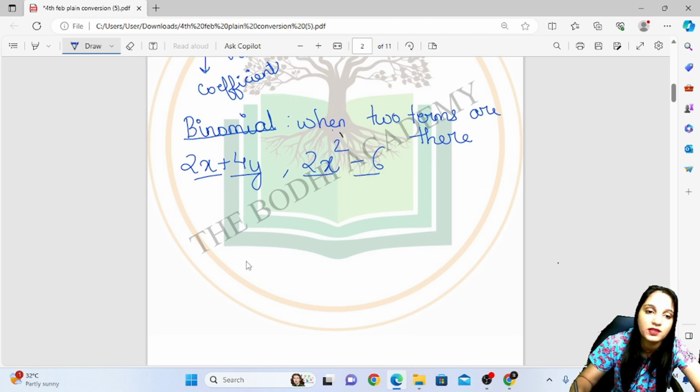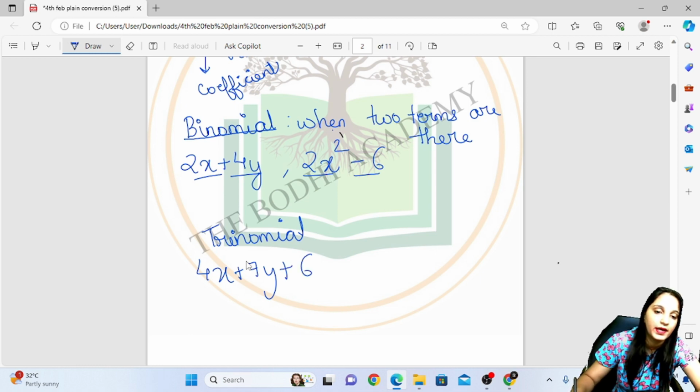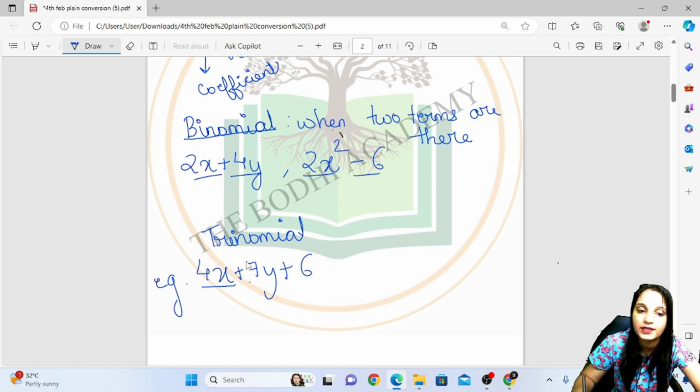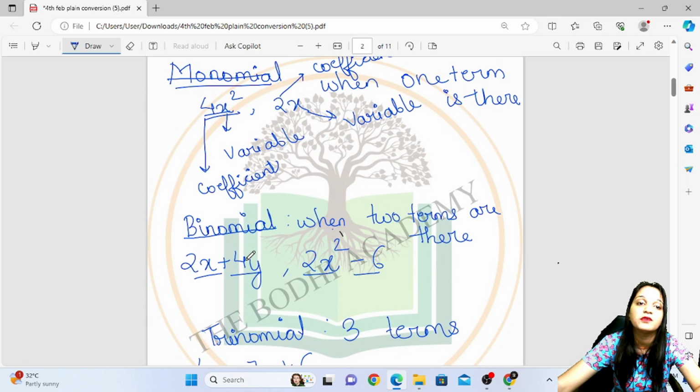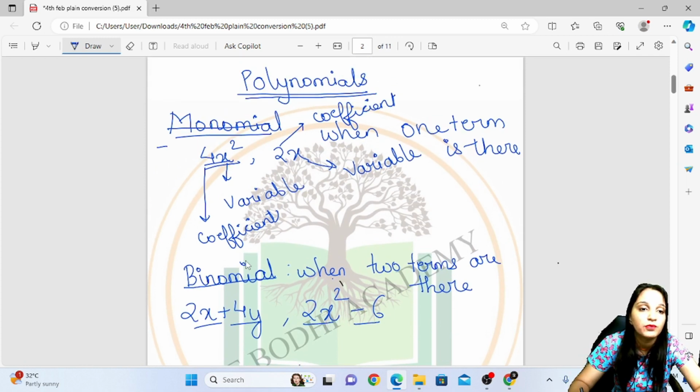And next is trinomial. When you have three terms, like for example here, 4x, 7y, 6. These are the three terms included here. So trinomial is three terms. So what is the difference between a monomial and binomial? It is differentiated by either a plus sign or a minus sign. So this way you can differentiate monomials and binomials.